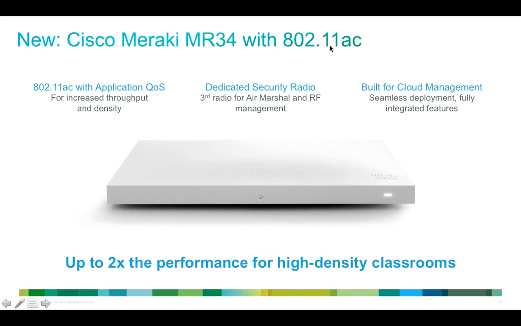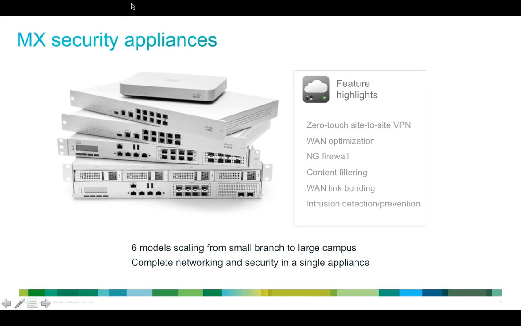The MR34 in particular is designed for future-proofing Wi-Fi networks and K-12 networks. It does support the high speeds of 802.11ac, including application QoS controls that we showed. It includes a dedicated security radio for security and RF optimization, and it's really designed for cloud management. So it has all the features that we showed in the dashboard, even though we were clicking mostly to see MR34s. All that we just talked about is absolutely available in the MR34 as well.